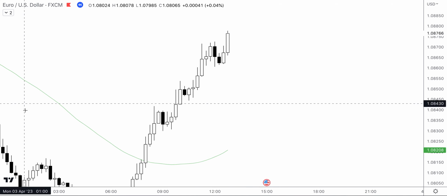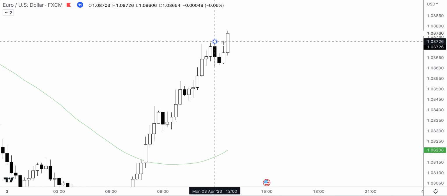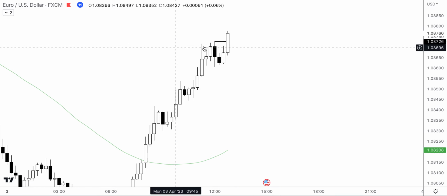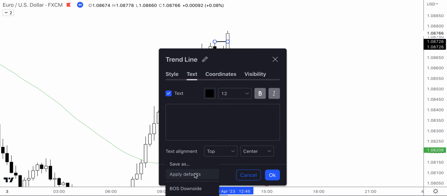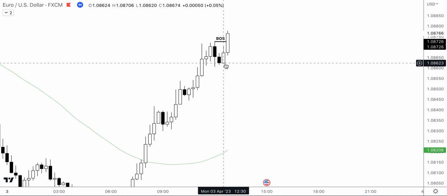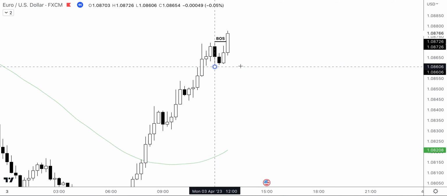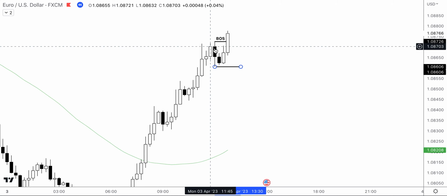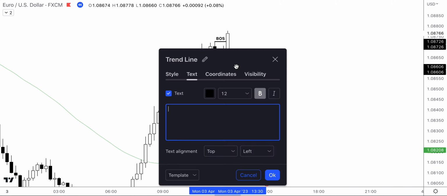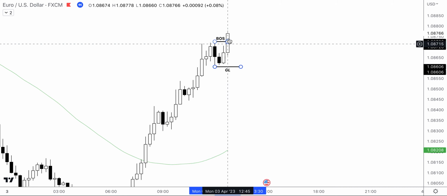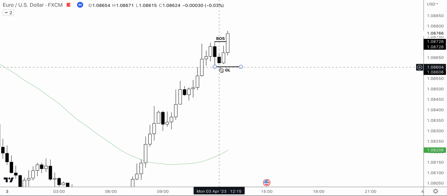Okay, so what we have here, we have a break of structure. Okay, so we can mark that on by a BOS. So a BOS to the upside indicates we've broke structure to the upside. Okay, once we have a BOS, we know we have a guarded low. Okay, this is the most recent lower high before price then goes ahead and breaks structure. Okay, so now that we've seen the break, we can then mark our guarded low.